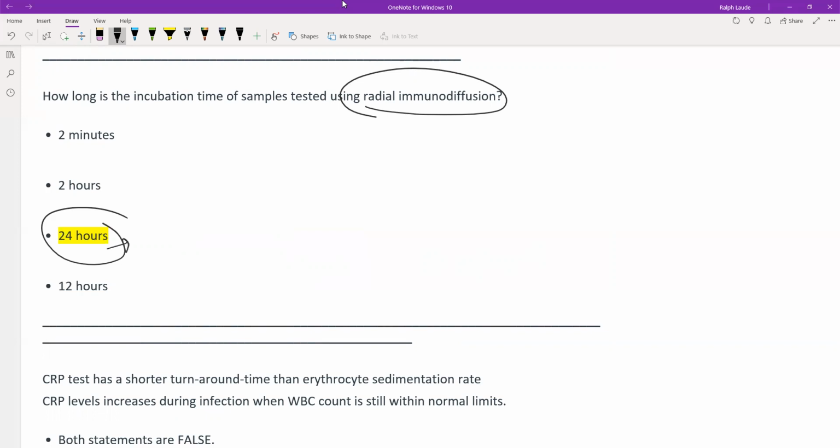It is not going to be less than 24 hours. Actually, for serum samples for RID, this is the shortest incubation time. So it can no longer be 2 minutes or 12 hours. So, this is the least incubation time for radial immunodiffusion.